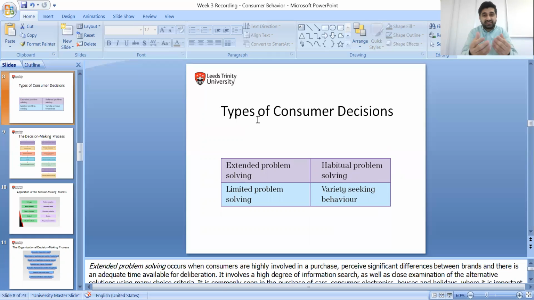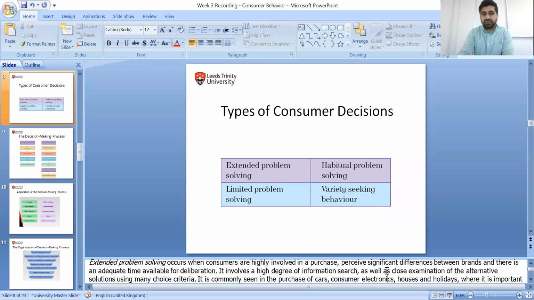During this process, marketers will try to find out the situation and the scenario, and they will try to influence the decision. Number two, limited problem solving.